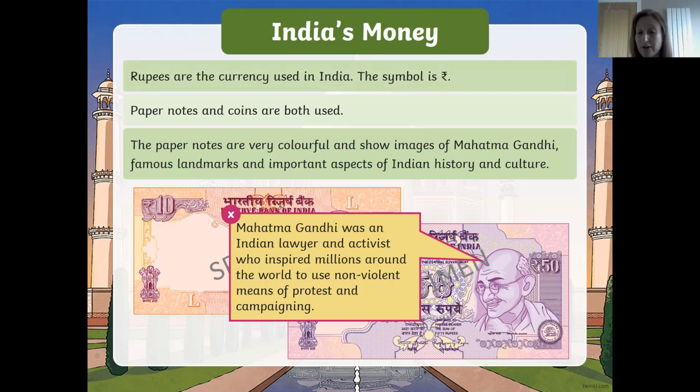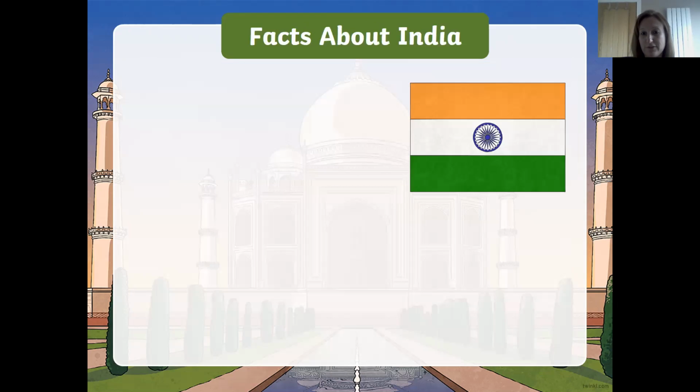Now in England, we use pounds and pence, don't we? We have coins and we have notes. In India, they don't have pounds and pence, they use rupees. They do have coins and they do have paper money, but they're called rupees. And what you'll see is the face on the notes, on the paper money, is an Indian lawyer. I wonder who knows what face is on the paper money in England. That's right, it's the Queen of England, and her face is on the coins and on all of our paper money. But just like our notes, they're very colourful and show images of this lawyer.